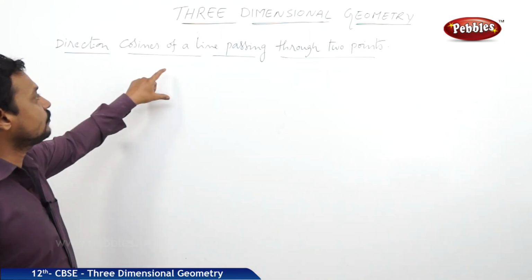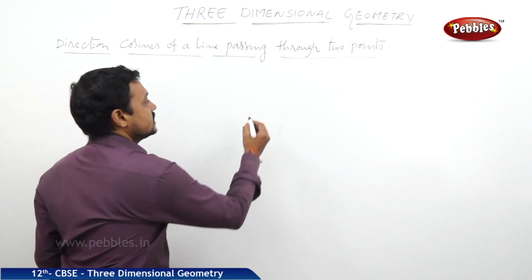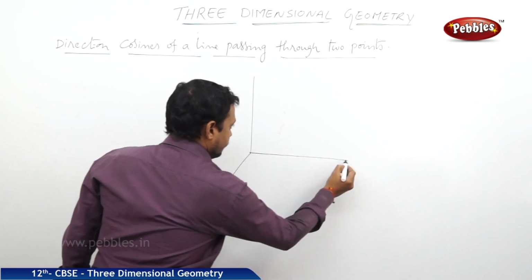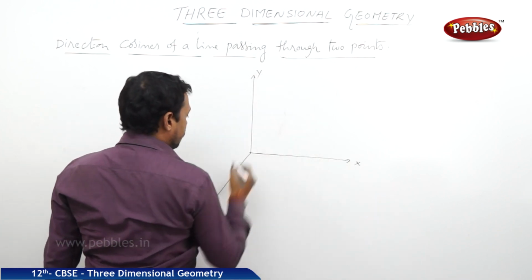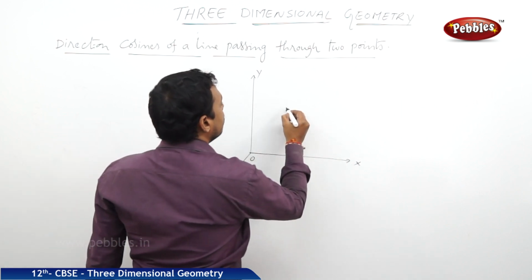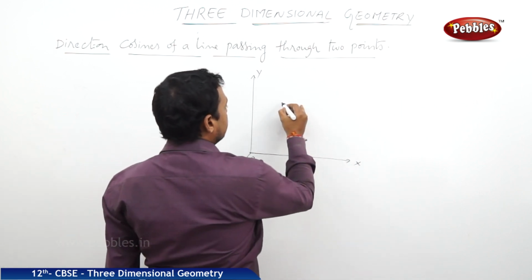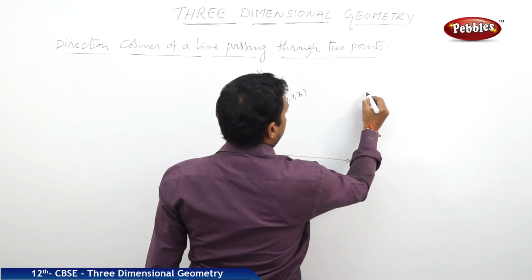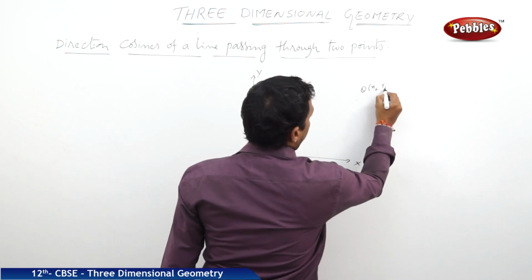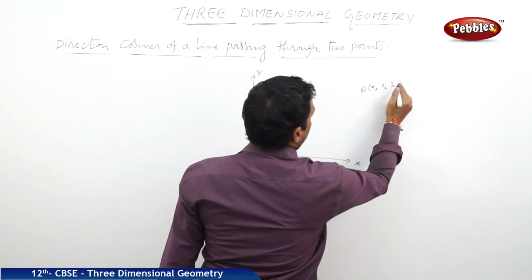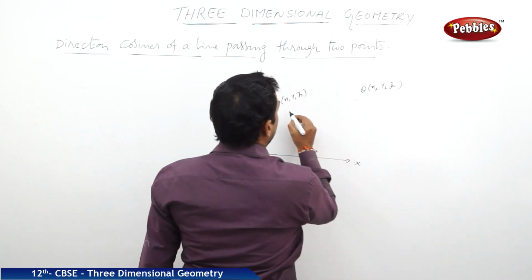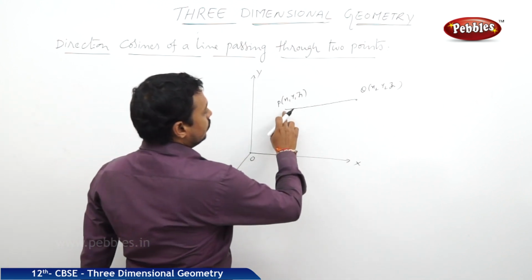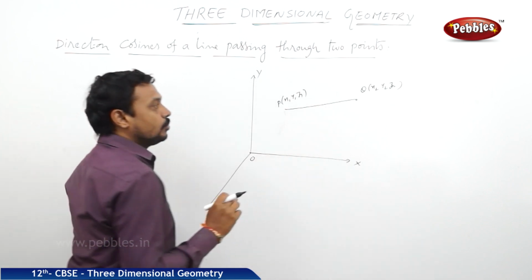Now, the direction cosines of a line which passes through 2 points. Take three coordinate axes and the origin. Suppose one point P has coordinates x1, y1, z1, and the second point Q has coordinates x2, y2, z2. Now, what are the direction cosines of the segment or line passing through the 2 points P and Q?